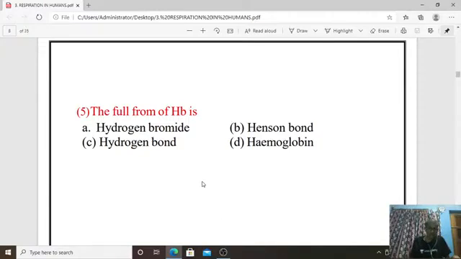Now, the full form of HB is what? This is an easy question, isn't it? HB, abbreviation. It is hemoglobin. Hemoglobin is the oxygen carrying respiratory pigment, iron containing, ferrous iron containing, present inside the RBC, that will carry the oxygen molecule. So one RBC is having hemoglobin molecules. We can shortly write it as HB.